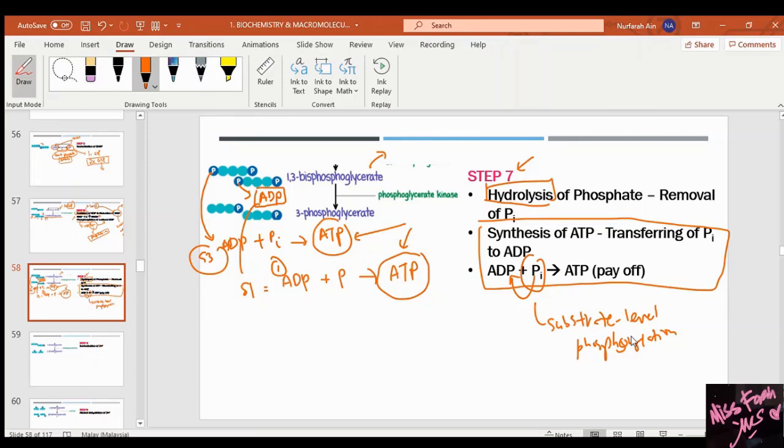However, it basically has fewer requirements in order to add a phosphate group. The only requirement is that we need a more negative standard free energy of hydrolysis. The enzyme that catalyzes the hydrolysis of phosphate and the substrate level phosphorylation of ATP here is called phosphoglycerate kinase. See, kinase, same. By now you should be familiar that kinase is the enzyme that adds phosphate to a substrate.